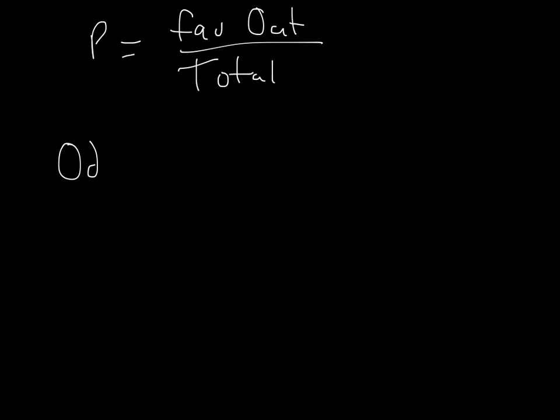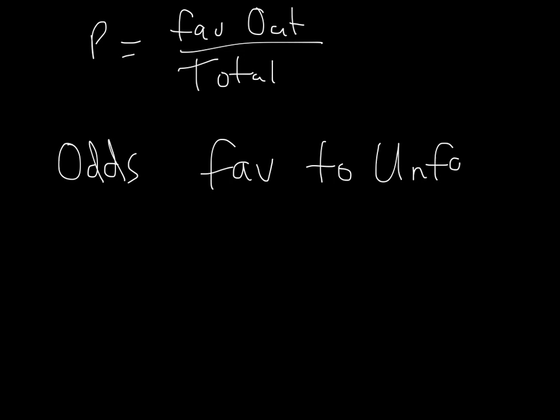Odds are not favorable to total. Odds are favorable to unfavorable. That's the difference between odds and probability. So if you think about it, favorable and unfavorable, when you add them together, what are you going to get? When you add these two together, you're going to get the total number of outcomes. So I'll give you an example.